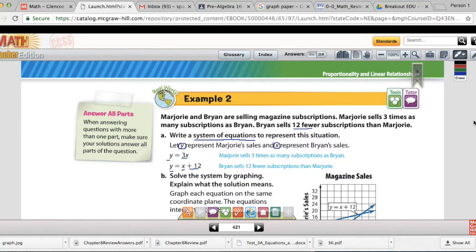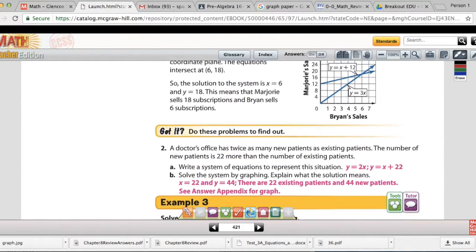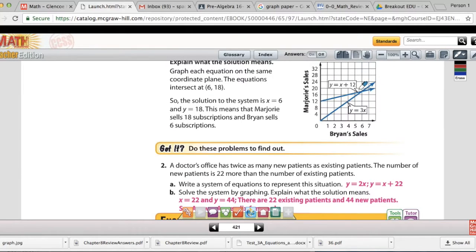You're going to graph that system of equations on a piece of graph paper to find the exact point where they cross. And in this case, you can see that they cross at the point 6, 18. That ordered pair 6, 18 means that Marjorie sold 18 subscriptions because she is y, and that Brian sold 6 subscriptions because he is x.